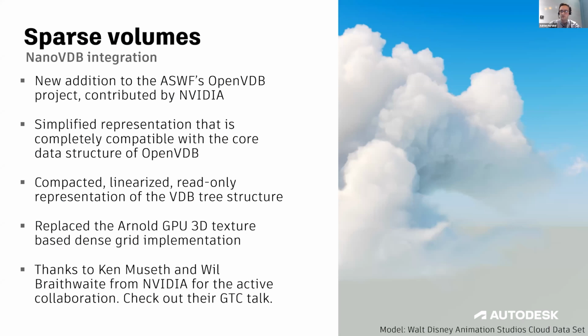Now, Arnold GPU uses NanoVDB for OpenVDB volume rendering. NanoVDB is a new addition to OpenVDB and was contributed by NVIDIA. It's a simplified representation of the OpenVDB data that is compatible with the core data structure, but compacted, linearized, and read-only. It really makes it efficient to traverse and query from GPU code. In Arnold, this is completely replacing our previous 3D texture-based dense grid GPU backend. The inclusion of NanoVDB in Arnold is another result of our collaboration with NVIDIA.